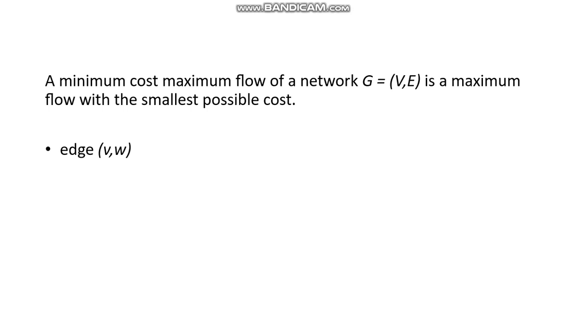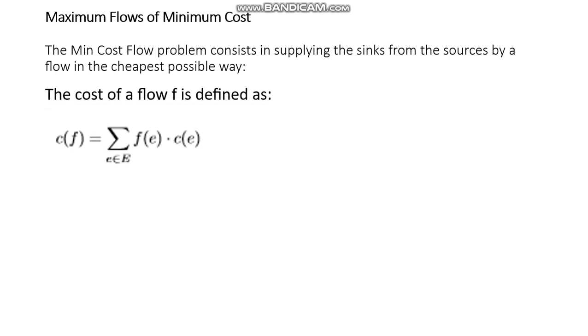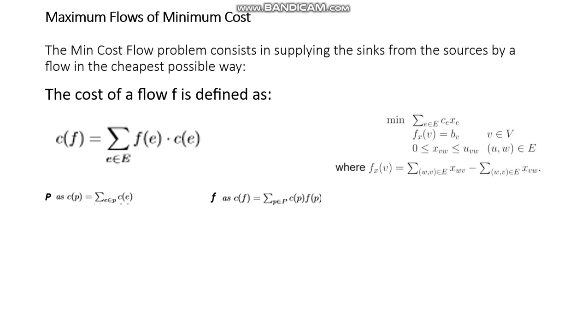Consider an edge with a capacity, cost per unit flow, and net flow. Any flow can be decomposed into paths, some of which can be cycles. We define the cost of a path P as follows and express the cost of a flow as follows, where P is the path decomposition of F.